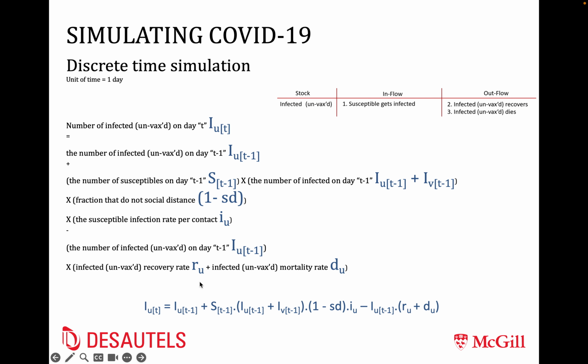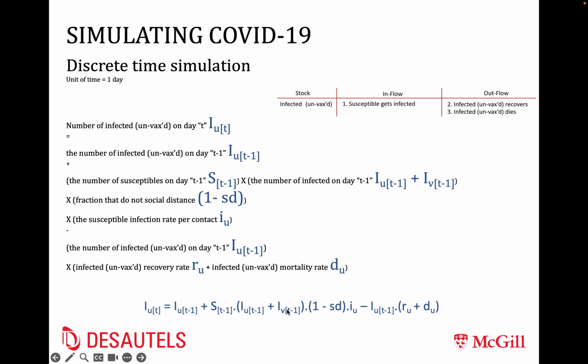And again, if you wanted to make a fancy model and you are willing to dabble in calculus, all you have to do is differentiate these two sides with respect to time. Where time, instead of being 1 day, becomes infinitesimally small, and then voila, you get calculus. You'll get a differential equation with respect to time, and that's a continuous time simulation. But we're not going to do that today.